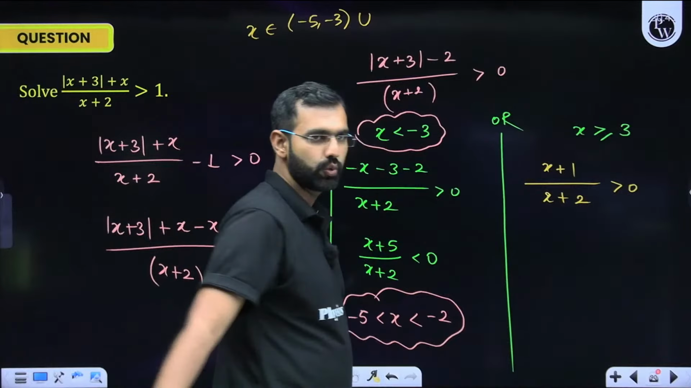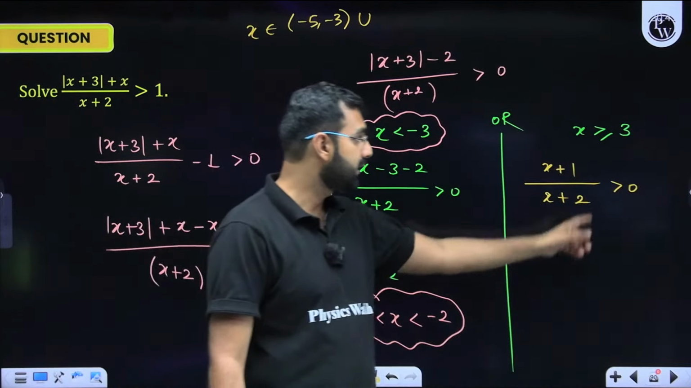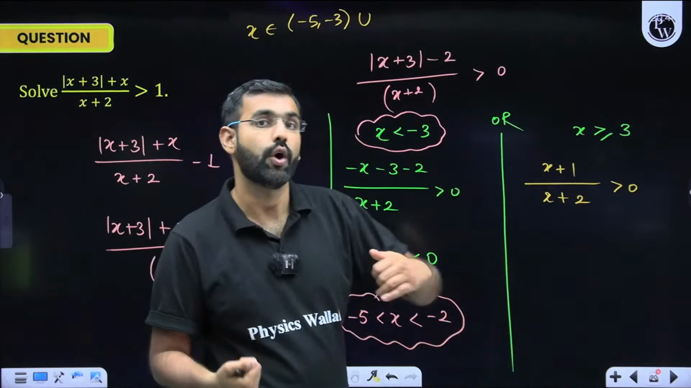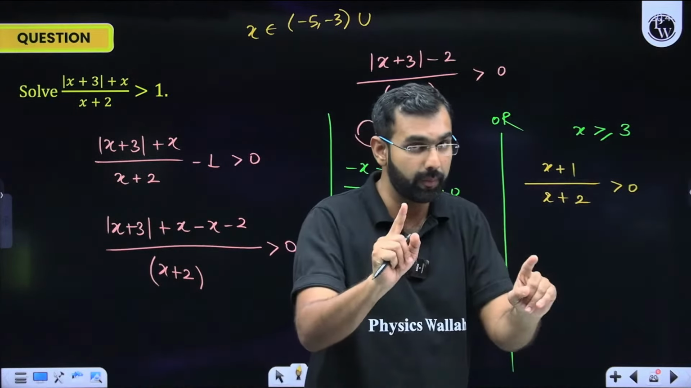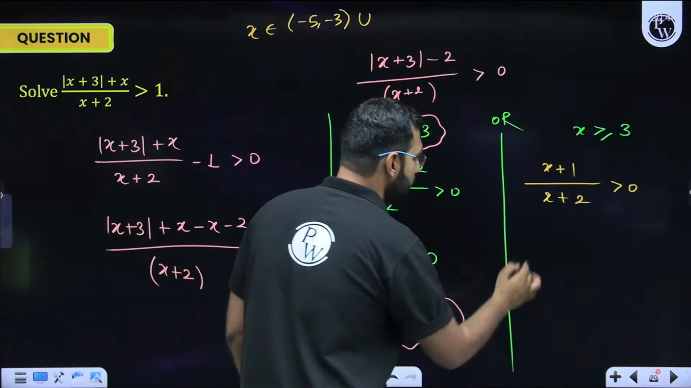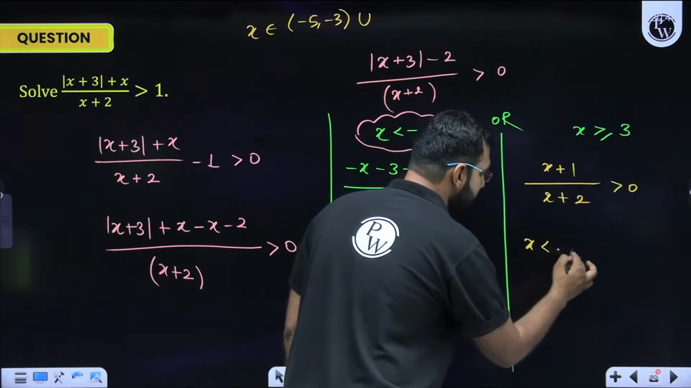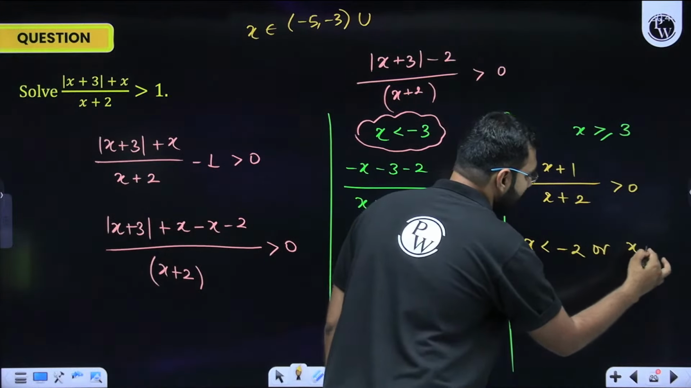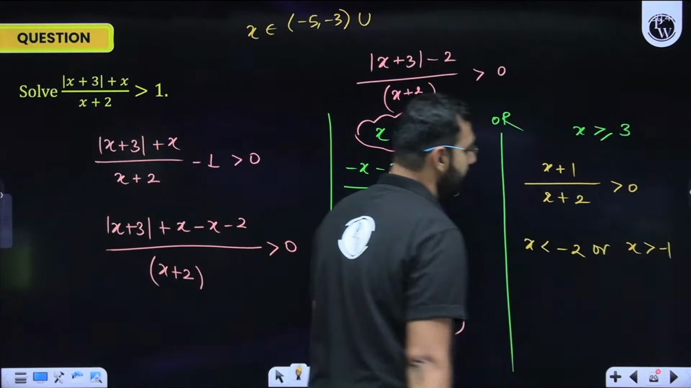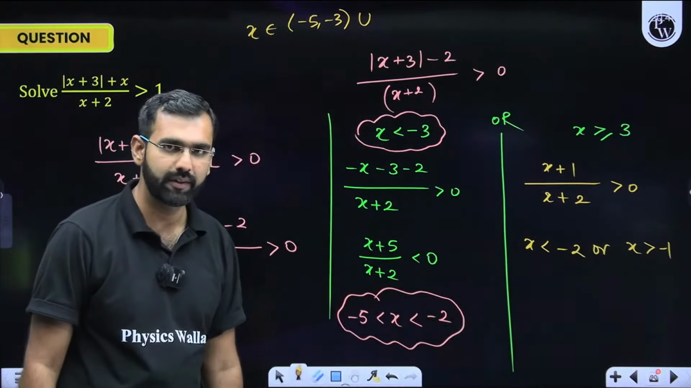Again, plus 1 plus 2. So roots are going to be minus 2 and minus 1. But it is positive. So if this is positive, it happens before the smaller root or after the greater root. I hope you remember that discussion we had. So the smaller root is minus 2, the greater root is minus 1. So the solution here will be x should be less than minus 2 or greater than minus 1. Everybody with me on this?